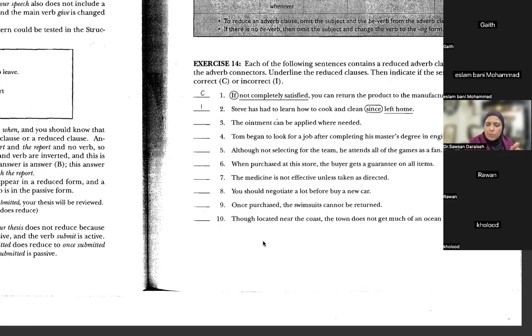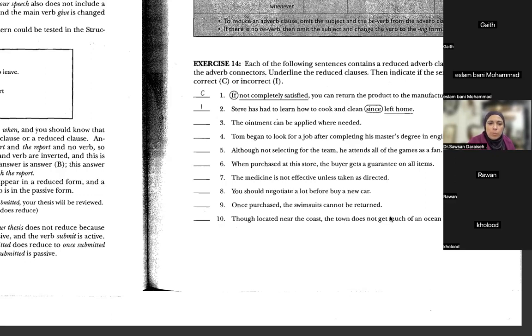We removed it. We reduced it and is. Usually these come in the passive. So it's correct. Since I removed it is and kept located, done. Excellent. Though located near the coast, the town does not get much of an ocean breeze.